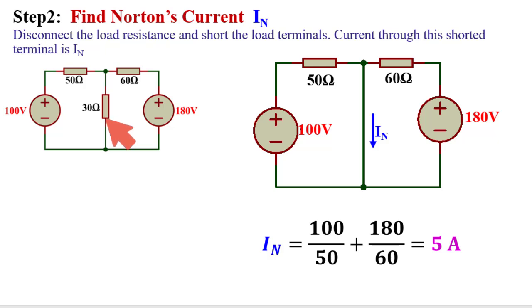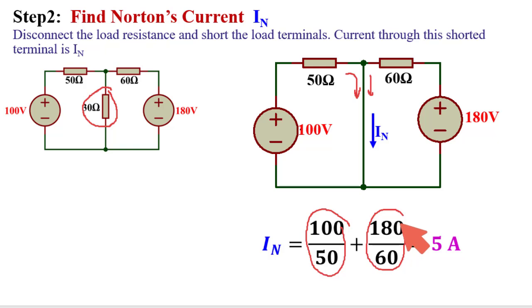Now to find out the Norton current, what we need? We need to short circuit this resistance. So this is short circuited. The rest sources and resistances are kept as they are. So now the current through this short circuit path is the Norton current. So this is very simple. One current will be produced by this source through this resistance, and that will flow through this path. Another current will be produced by this source through this resistance, and this will flow through this path. So from here the current is 100 divided by 50, and from here current is 180 divided by 60. Ultimately 5 ampere is the Norton current.